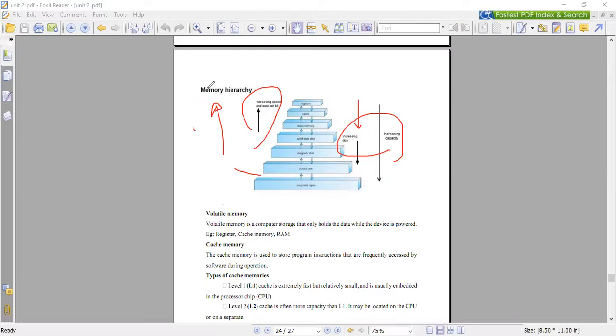Write down somewhere. Registers have the highest speed, and speed increases when it is going up. I haven't mentioned it, put that also, speed. When it is going up, speed is becoming high. That means registers have more speed. So more speed means what will happen to access time? Access time will be reducing, decreasing.